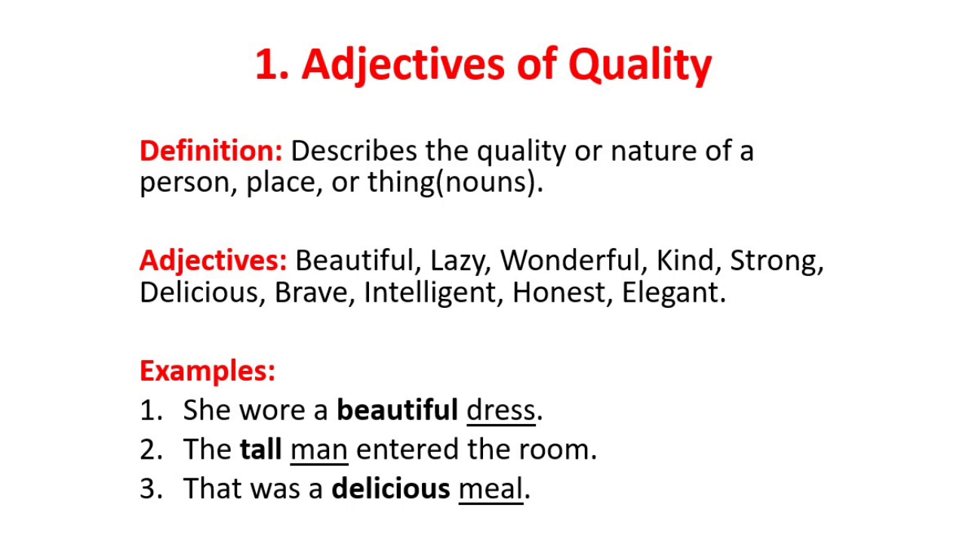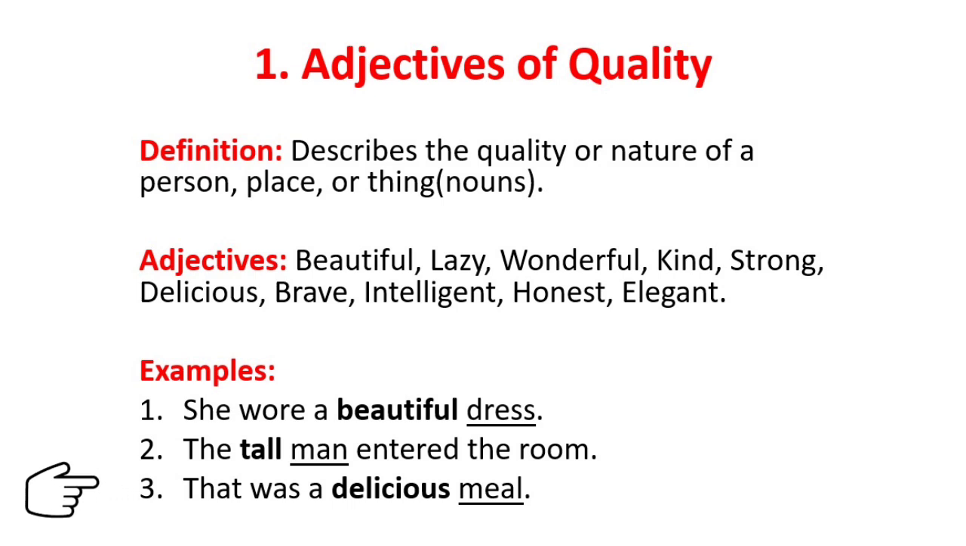So here a few examples I have taken. First sentence, see here: she wore a beautiful dress. Here dress is a noun, right? And just before that we got one adjective, that is beautiful, and it is telling the quality of the dress. That is why this is the quality adjective. After that, the second example: the tall man entered the room. Here man is a noun and just before that we got the adjective tall, right? And it is telling the quality, means how is that man? He is tall, right? So here tall is a quality adjective.